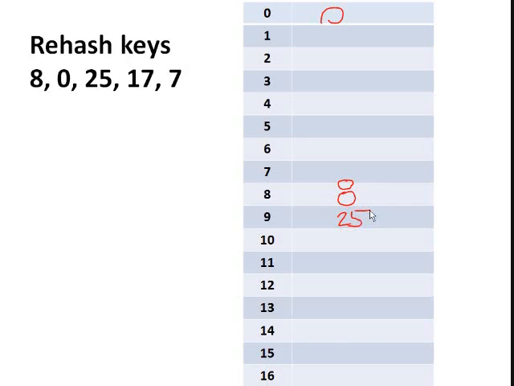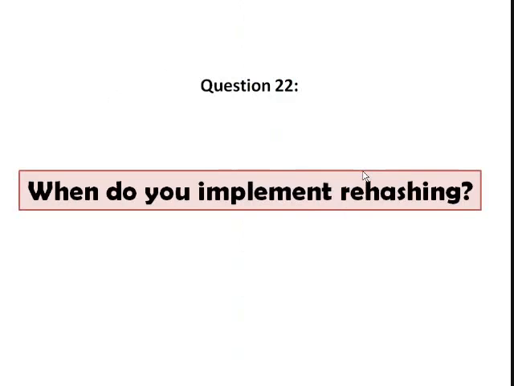Then 17 modulo 17 is 0. And 0 is already taken. So we'll put 17 in the next cell, which is empty. Okay. Then 7 modulo 17 is 7. And 7 is empty. So we'll put 7 there. And that will be the result of our new hash table with the keys being rehashed.